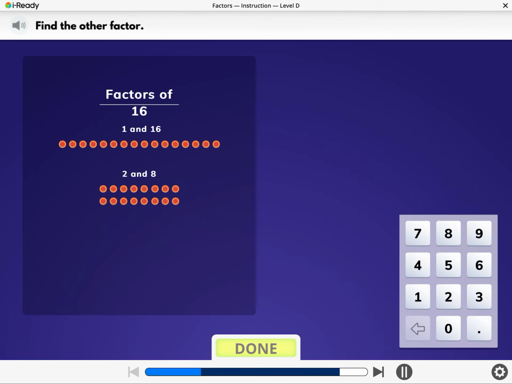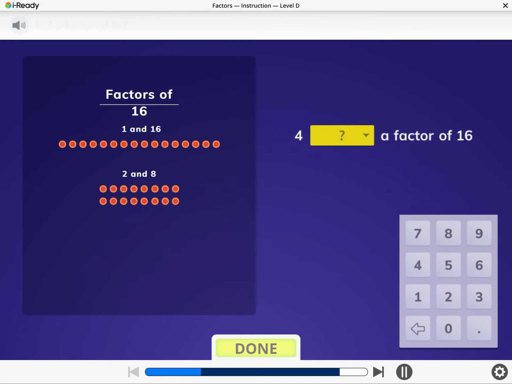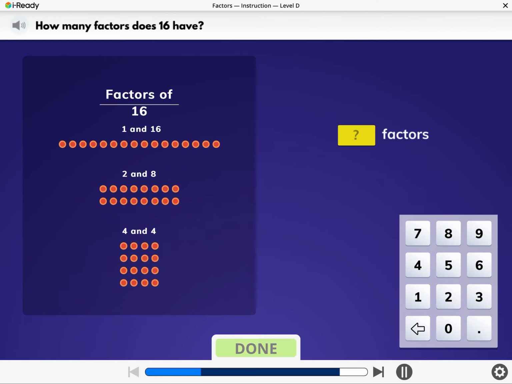Check 3 next. 16 is not a multiple of 3, so 3 is not a factor of 16. Check 4 next. Find the other factor. 4 and 4 is a factor pair of 16. Since 4 times 4 equals 16, you found a repeat and can stop checking for more factors. How many factors does 16 have?